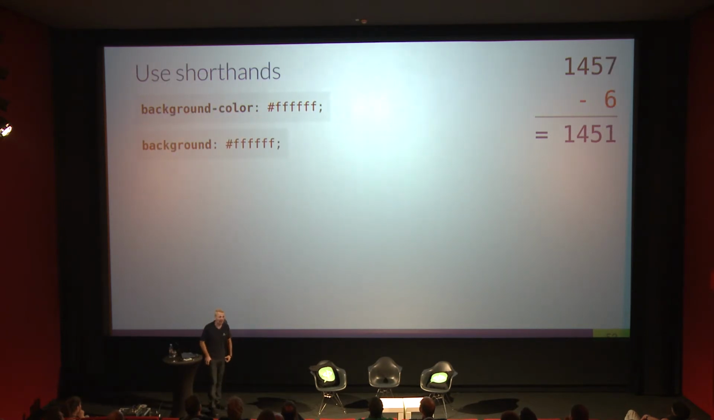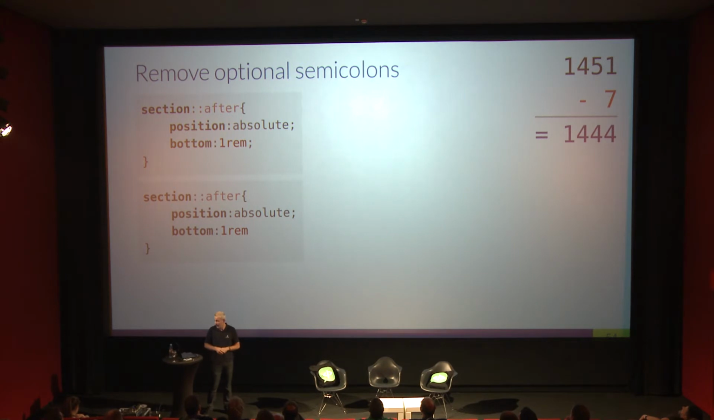I can use shorthands. Instead of setting the background color, I just set background, because I did not set anything like a background image or any other background property. I can save 6 bytes by using background instead of background color. I can remove optional semicolons. I think you have to look really close to see the difference between the upper and the lower block. It's the last semicolon in the declaration block. I only need a semicolon to divide declarations in a declaration block. So I can save 7 bytes because I can save 7 semicolons.